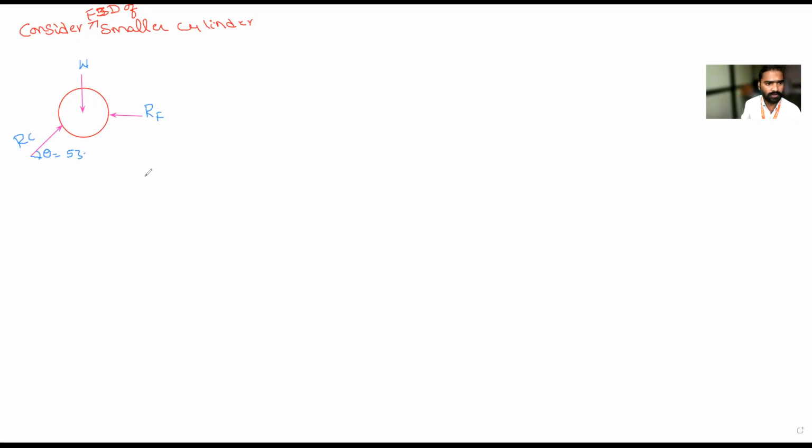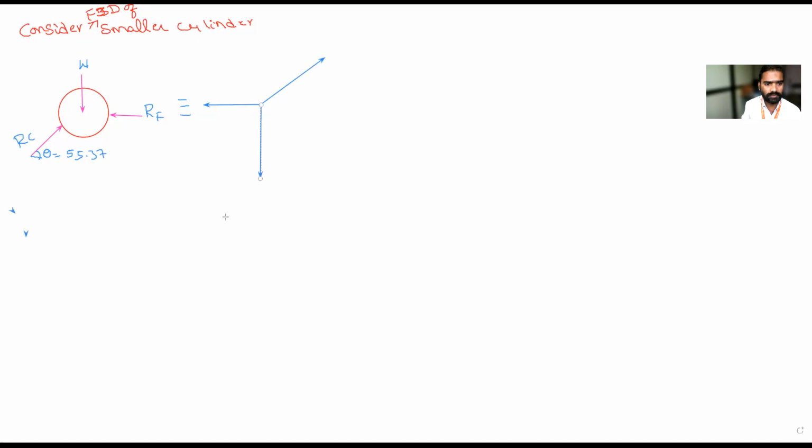That is 55.37. So I can write this equation as this diagram. RC is going in this direction. Next, RF is going in the horizontal direction. Next, weight is acting in the downward direction.